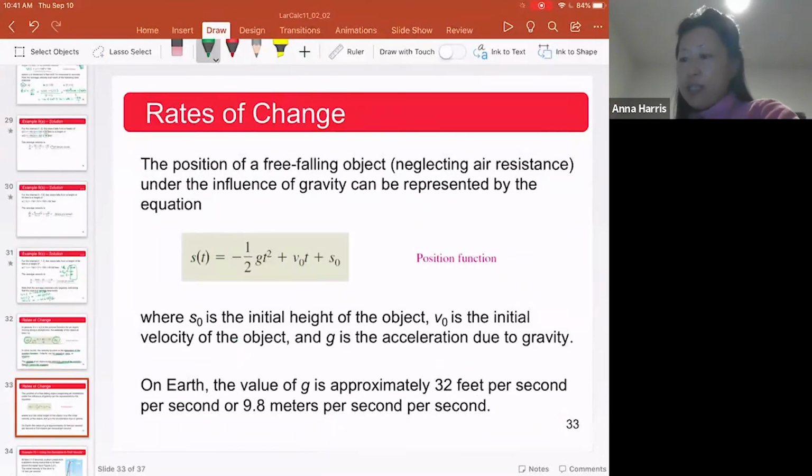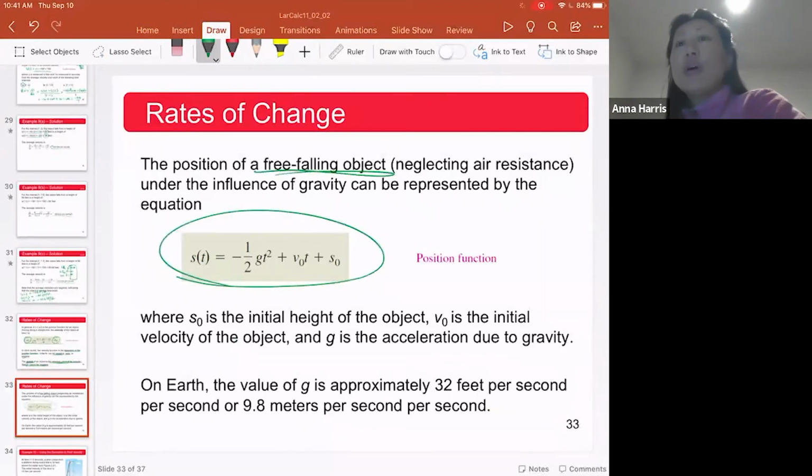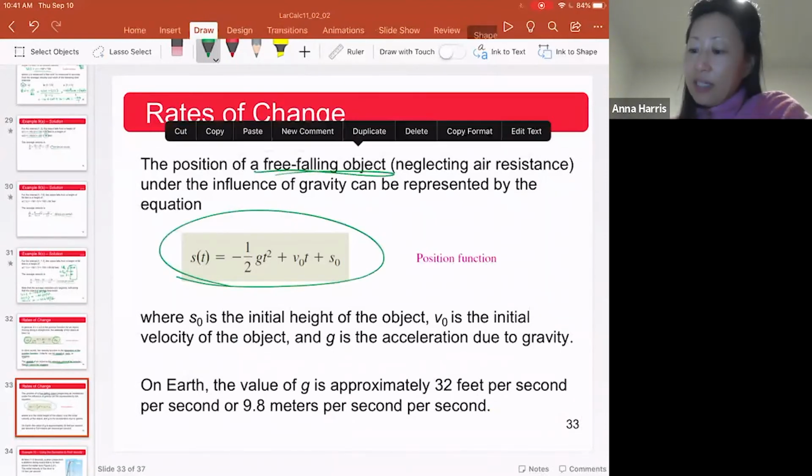Next one: position of a free falling object. The free falling object, this is your equation, with negative 1/2 g t squared. g is gravity.